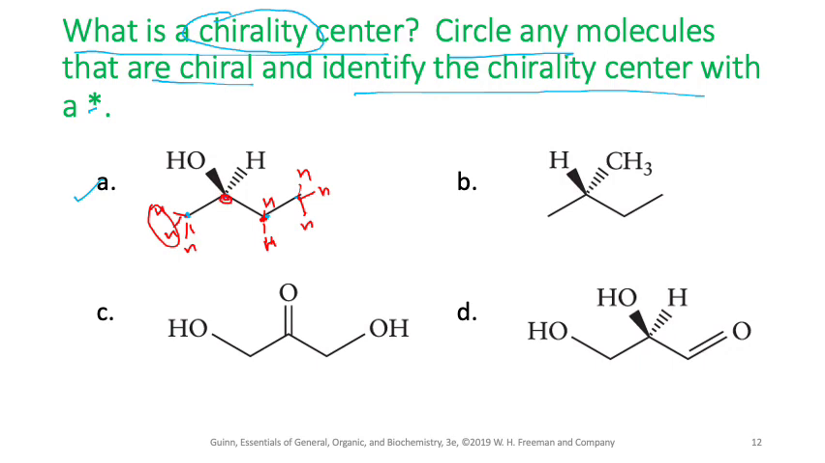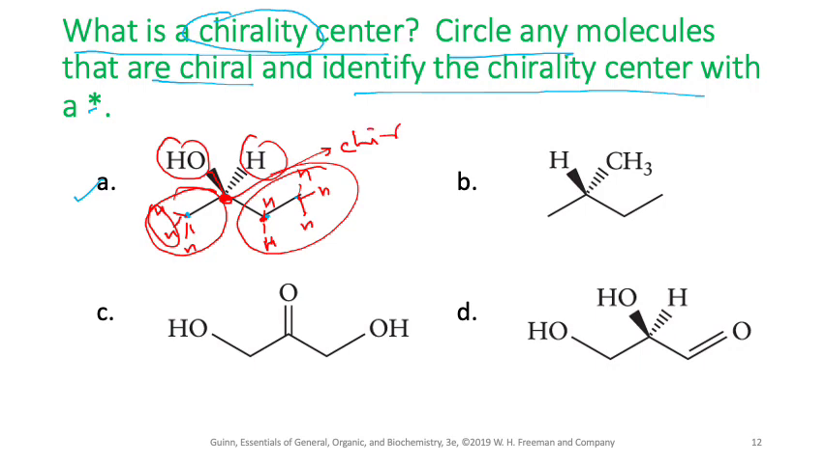But if you look around this carbon, it has this one group, second is hydrogen, third group is this CH3, and fourth group is this 2 carbon. So this carbon has 4 different groups attached to 4 different bonds. That means this carbon is your chiral carbon or chiral center, right? Let's do the second one.